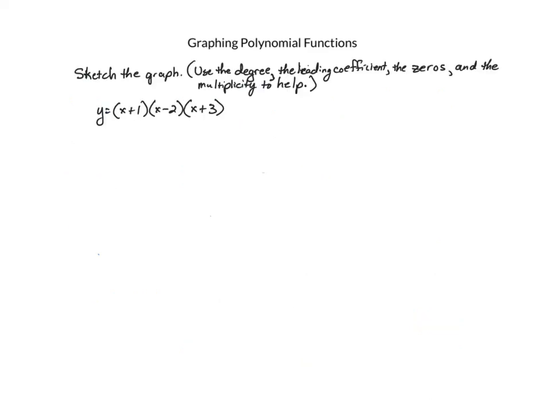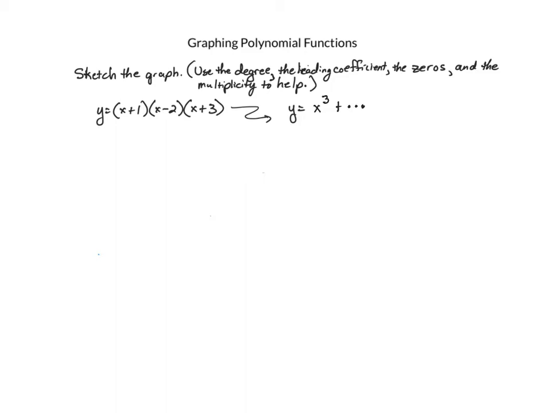Sketch the graph. We're going to use the degree and the leading coefficient from the polynomial to help us figure out what the graph should look like. And we're going to use the zeros and the multiplicity of those zeros to help us figure out the details. So here we go. We have y equals (x plus 1)(x minus 2)(x plus 3). Notice if we were to multiply this out, we would have y equals x times x times x, that is 1x cubed, plus some other terms. And I don't really care what those other terms are.